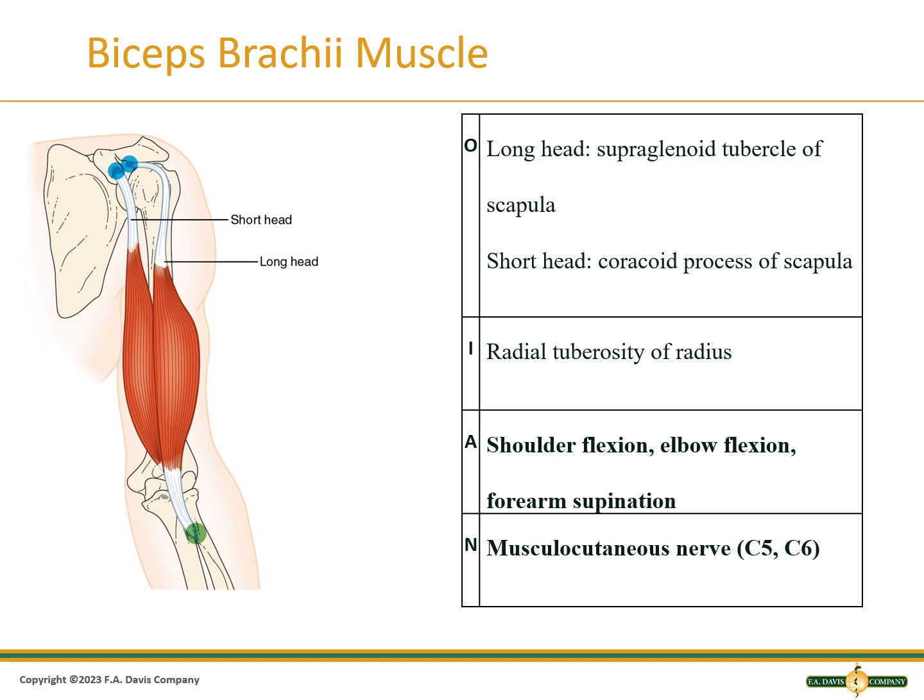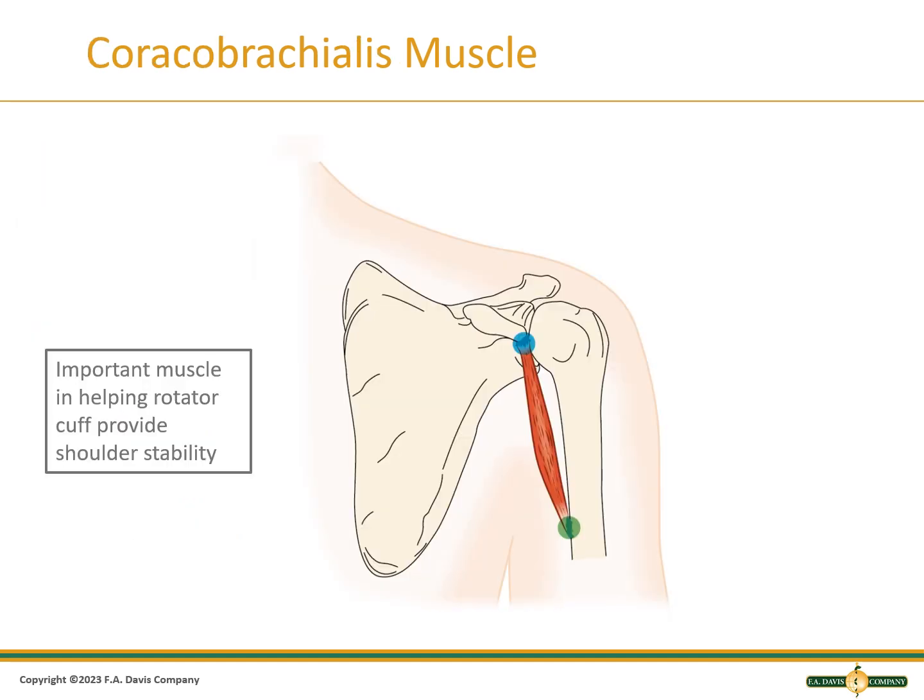capsule of the shoulder. The origin of the long head is the supraglenoid tubercle of the scapula, and the origin of the short head is the coracoid process of the scapula. They both insert on the radial tuberosity of the radius. They cause shoulder flexion, elbow flexion, and forearm supination, and are innervated by the musculocutaneous nerve.